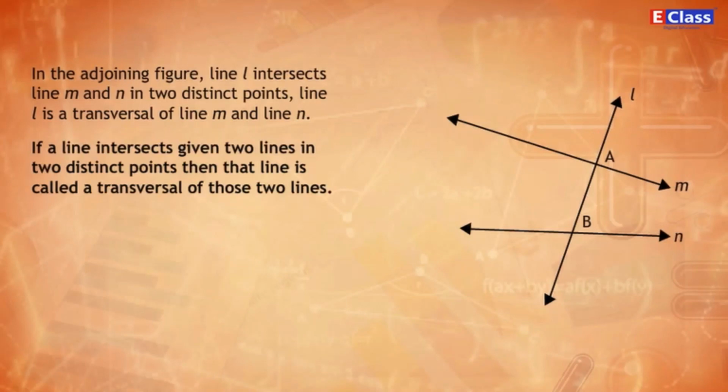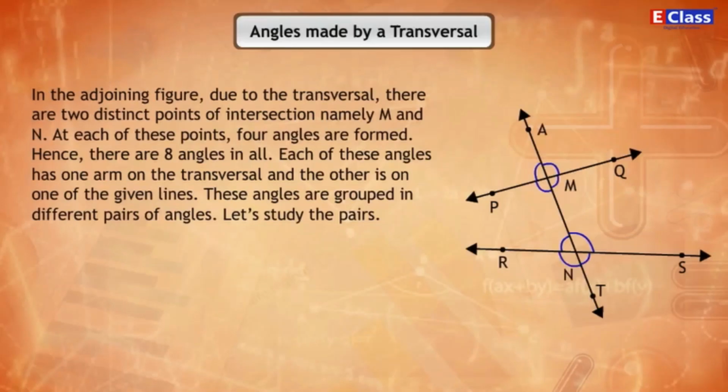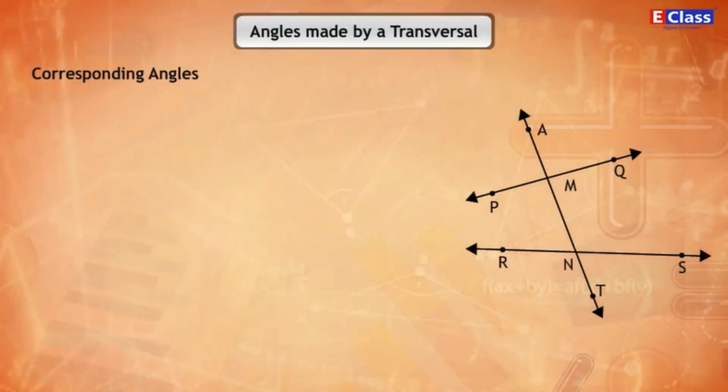In the adjoining figure, due to the transversal, there are two distinct points of intersection, namely M and N. At each of these points, four angles are formed. Hence, there are 8 angles in all. Each of these angles has one arm on the transversal and the other is on one of the given lines. These angles are grouped in different pairs of angles. Let us study the pairs.